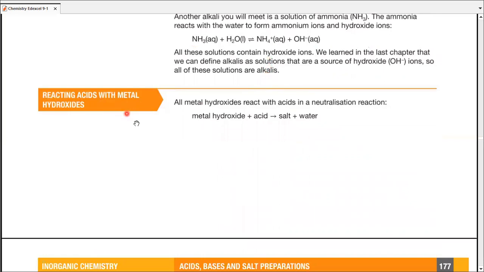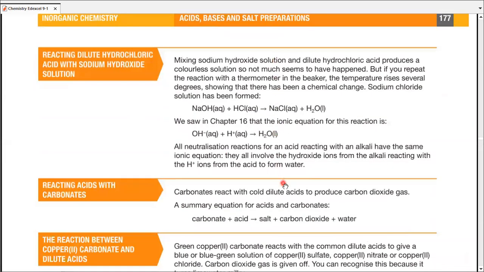So, reacting acids with metal hydroxides. Now, metal hydroxides are actually alkalis. So this is A plus A giving us S plus W. So this was BASW and this is then AASW. That one is base, acid, salt and water. This one is alkali, acid, salt and water. Metal hydroxide is the alkali and metal oxide was the base. That's an easier way to differentiate between them.